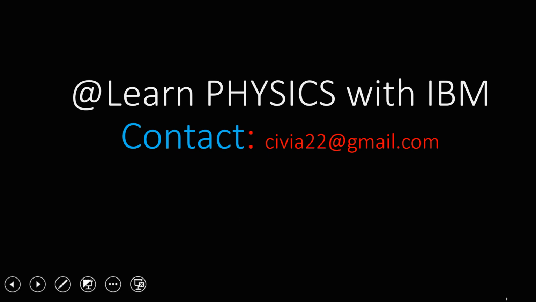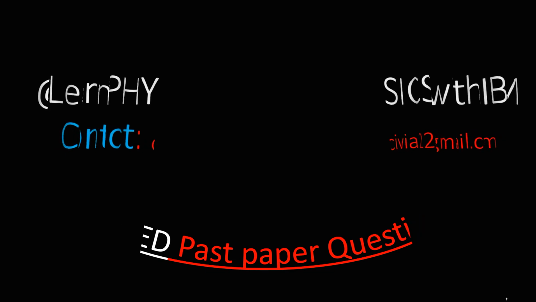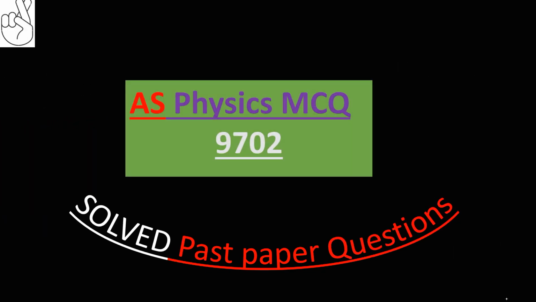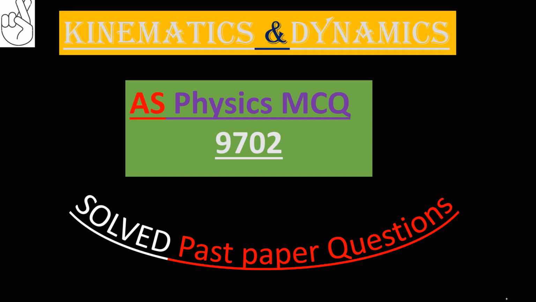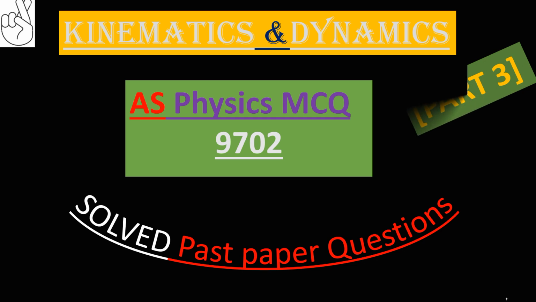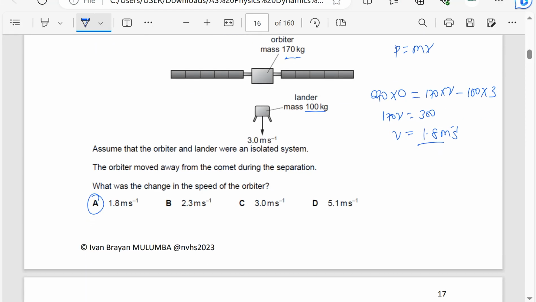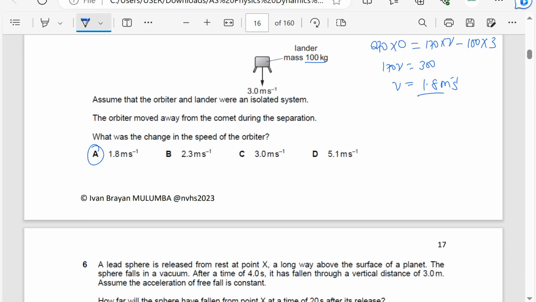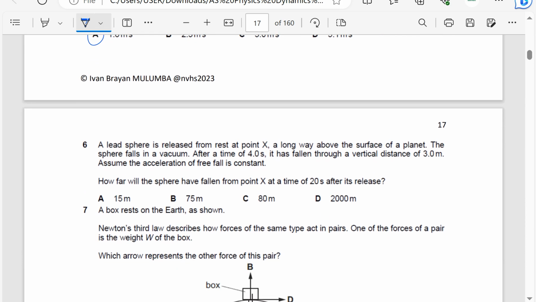So without wasting time, remember we are dealing with solved past paper questions, and this is AS Physics 9702. This is going to be kinematics and dynamics, and of course this is going to be part 3. So let's go to where we stopped in part 2. I think we stopped on page 16. So let's start with part 3, page 17.